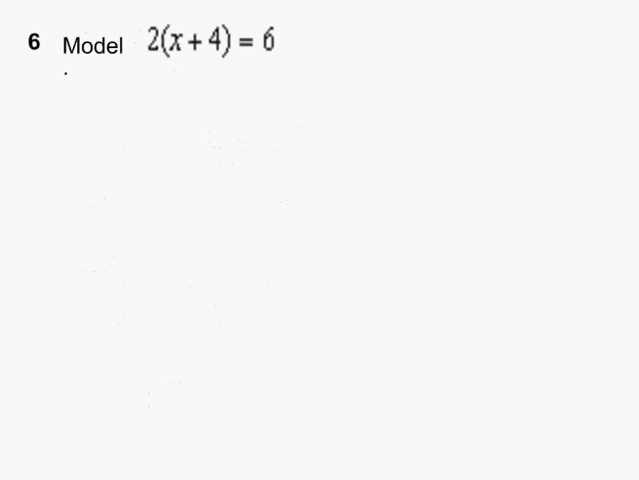Question 6 asks us to model this. So if I have 2 groups of x plus 4, I would have 1 group of x plus 4, and I would have 2 groups of x plus 4. And that would be equal to 6. Oh, that's 7? Okay, this is question 7, though? All right, we'll go right to question 7, then I'll draw question 6. I might have a different one.